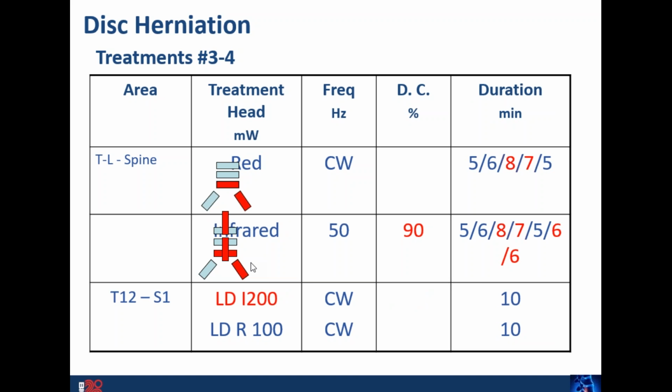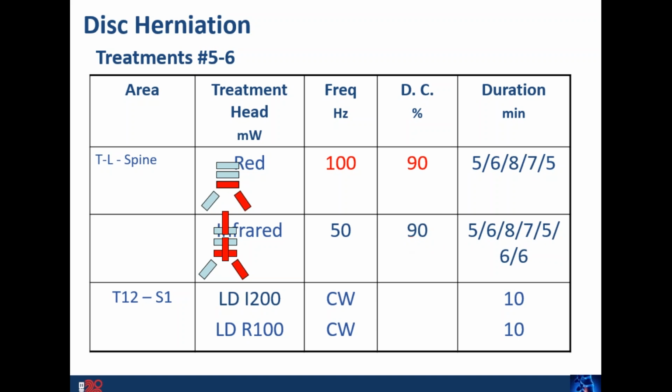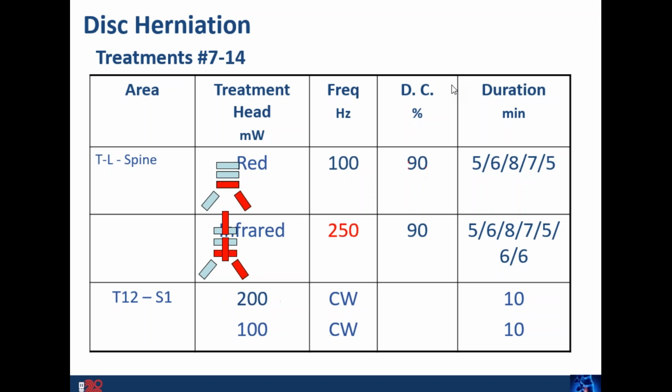By treatments 3 to 4, in red, you can see what we did there was we increased the duty cycle to 90% for the infrared, and we increased the LDI 200 probe to 100%. Okay, so those are the two changes or increases we made as the patient was tolerating well the first 2 sessions. By treatments 5 to 6, we started to modulate the red, 100 hertz and 90% duty cycle. Again, modulation seems to have a better effect as a patient has had several treatments and maybe is plateauing a little bit. You can see we left the infrared at 50 to 90.